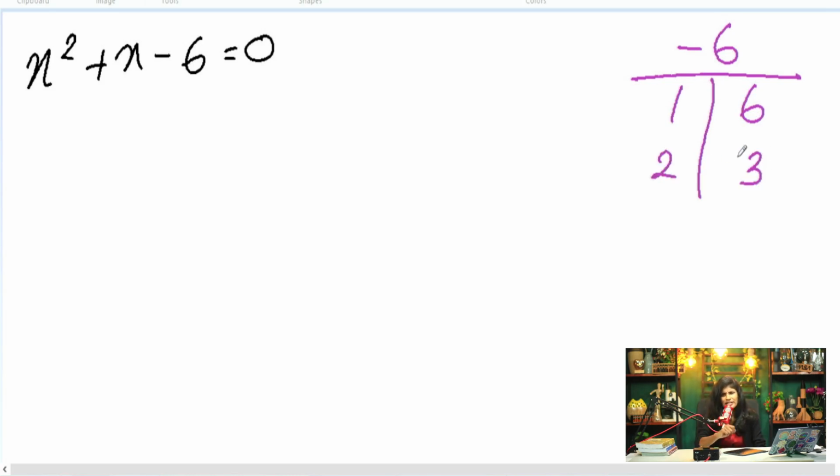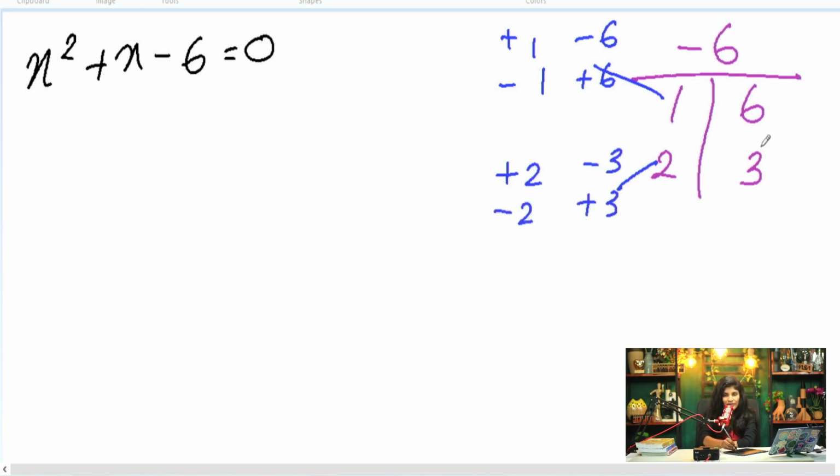But here we have an important thing to consider, that is the 6 is negative. So to make a negative number by multiplying two numbers, only one number should be positive and the other number must be negative. So you have to keep in mind that one is positive and the other one must be negative. That means these two numbers can be either positive 1, negative 6 or negative 1, positive 6. Here, if we take this solution, positive 2, negative 3 or negative 2, positive 3. Either one of these four pairs can be true.